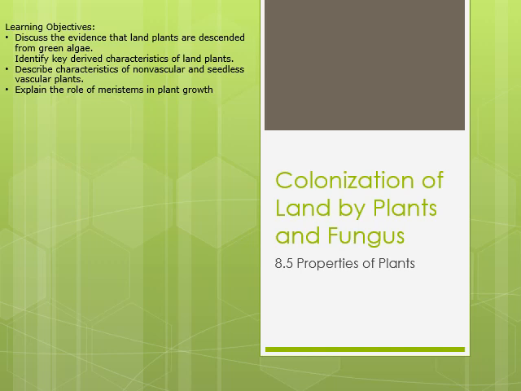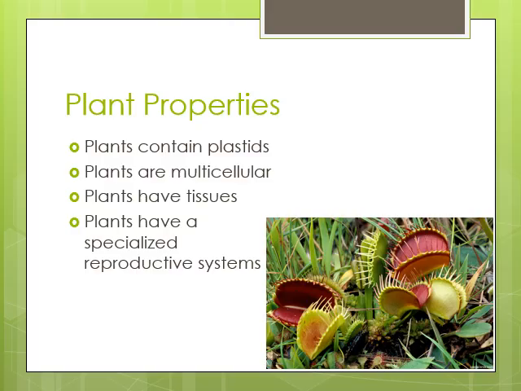All right, guys, so we're covering the colonization of land by plants and fungus, continuing from where we left off with fungus. This lecture is all about plants and fungus. We're going to talk about plants for the rest of this session. In this particular lecture, we're going to talk about land plants being descended from green algae, figure out the characteristics of land plants, describe vascular and non-vascular plants, and explain the role of the meristem.